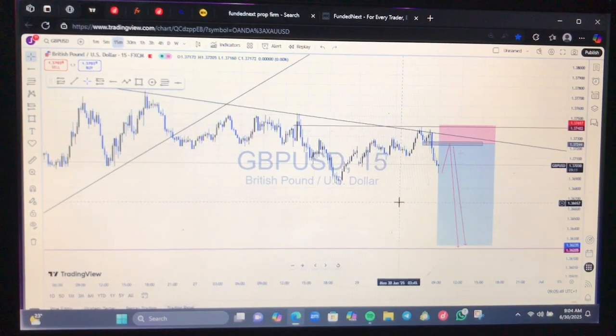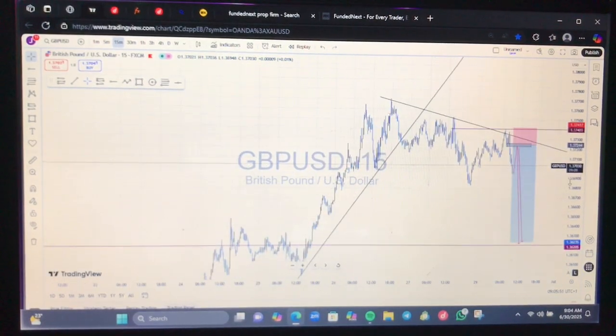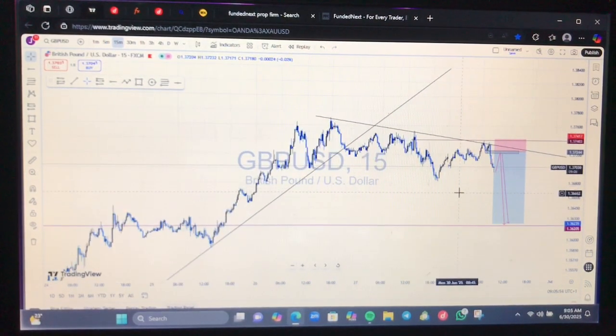So this is my setup for GBPUSD, and I'm going to be sharing this with my Telegram channel right now. I'm going to be sharing this with them.